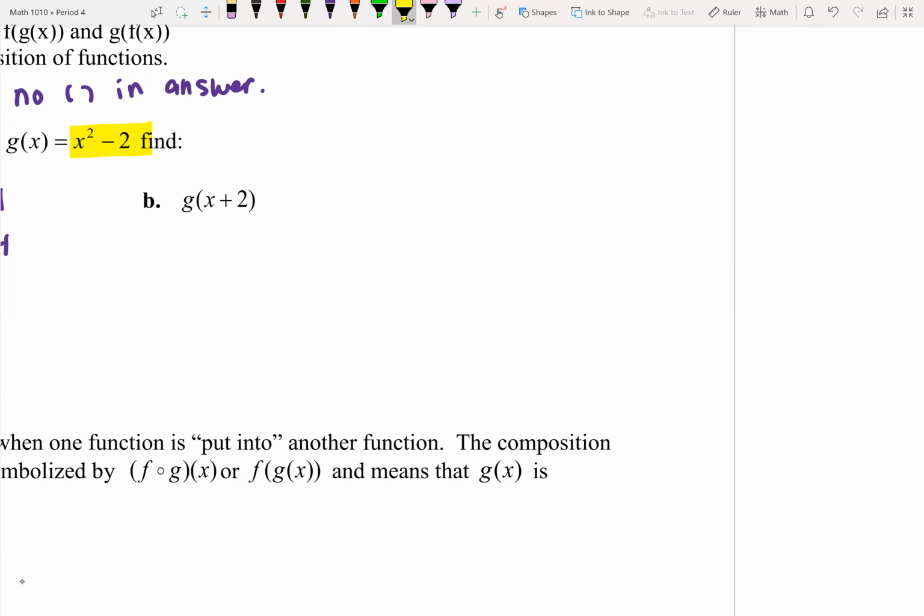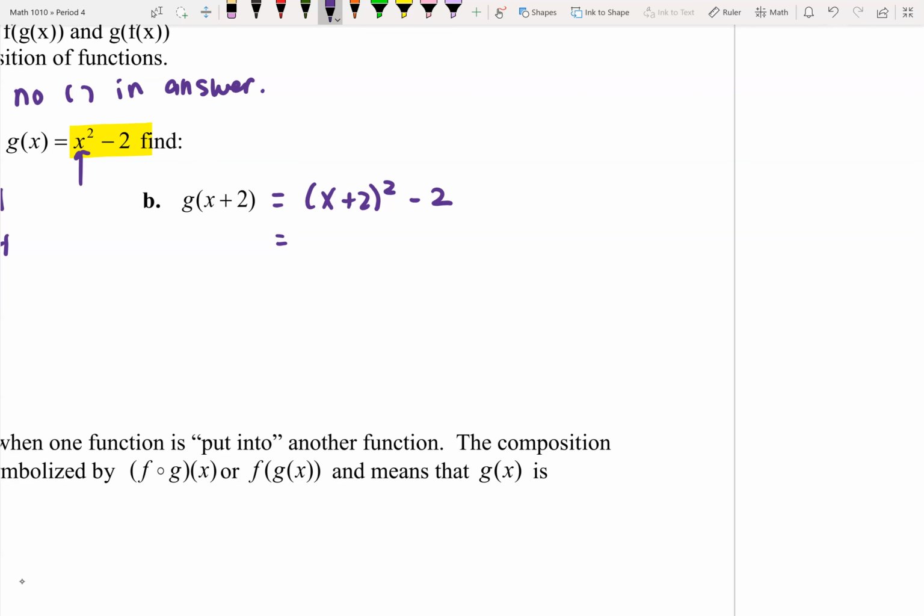Okay, let's do the next one, g of x plus 2. So here's your g of x, you guys. And right here where I see an x, I'm going to put in an x plus 2. So I just go in parentheses, x plus 2 squared minus 2. Okay, so tell me with one word what the next step would be.